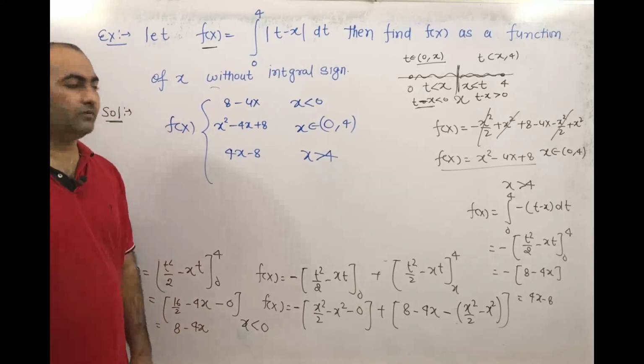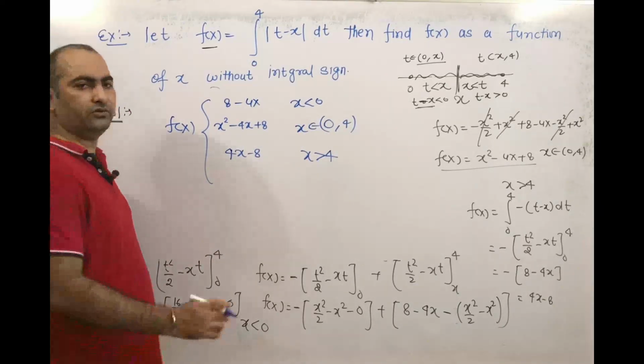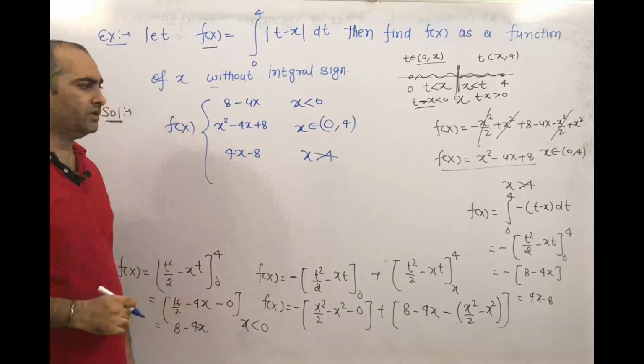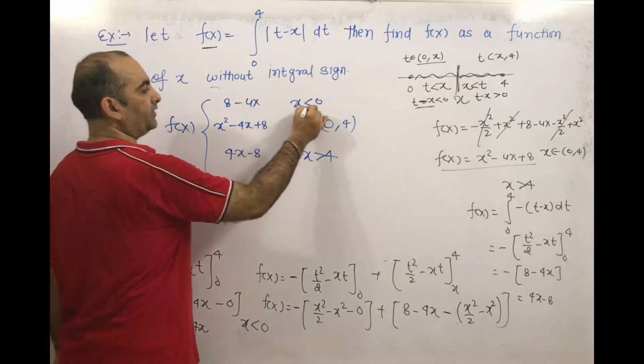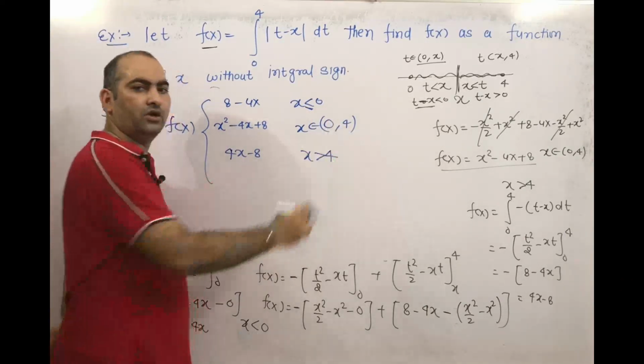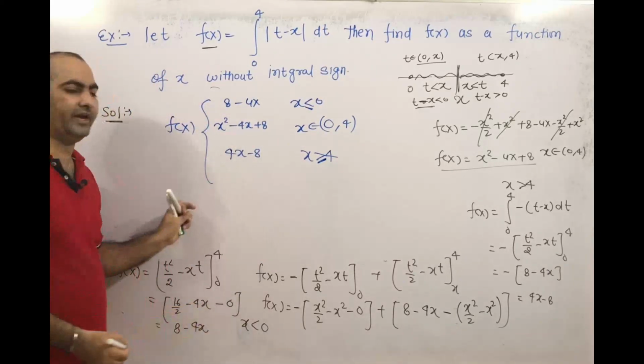Okay, but what happens if x is 0 and x is 4? If x is 0, you can put 0 here, so modulus t will come. So we can include it anywhere. If you include it here, no problem, you can include it here also, and x equal to 4 also you can include here, or you can include here. So we are including here. Okay, so like that we have to find out f(x).